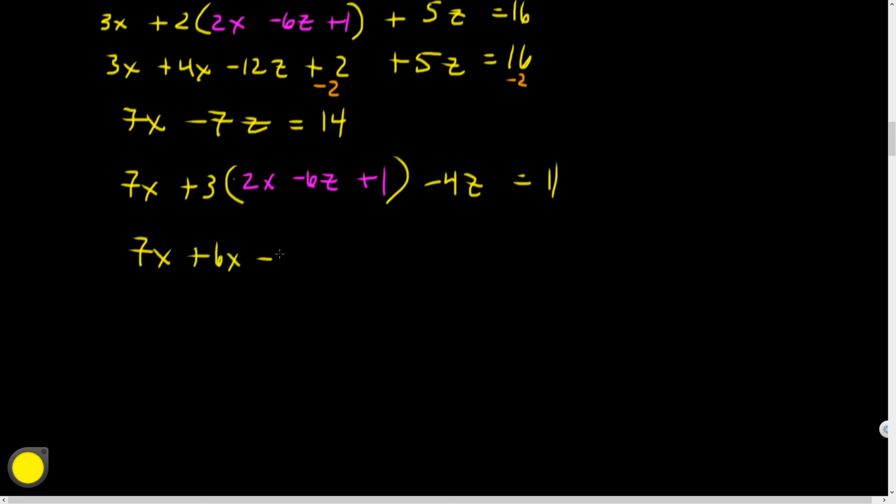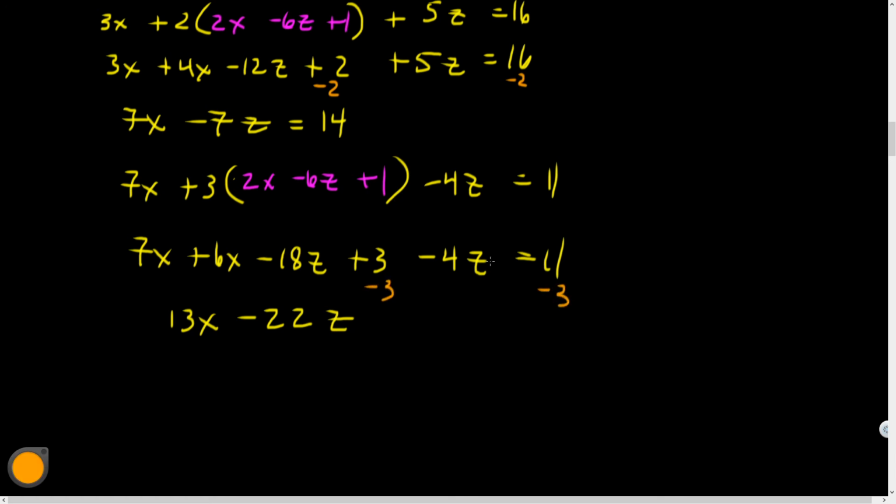Plus 6x minus 18z plus 3 minus 4z equals 11. And combine those like terms. Looks like 13x minus 22z, subtract 3 from both sides, and I get equals 8. And so these are the two that I'm working with, by the way. I'm going to call this equation D and this equation E, just so I know what I'm working with.